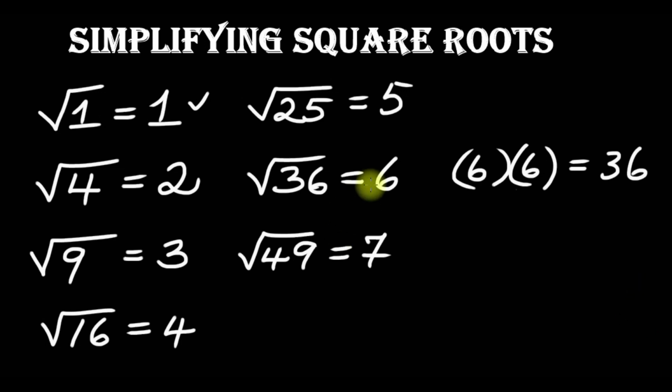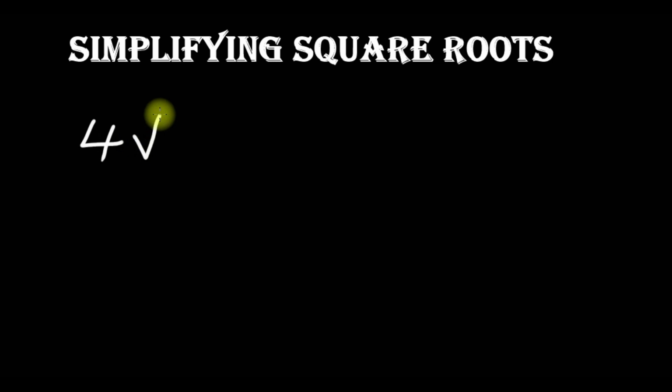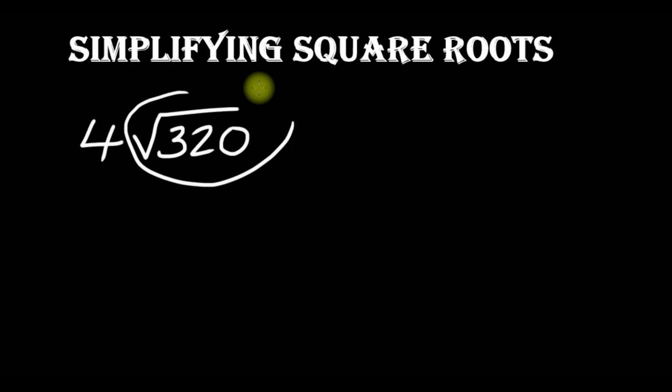Okay, so again, in order for you to simplify square roots, you need to know these numbers that are the perfect squares. Okay, so let's take a look at the first example here. So here we're going to simplify 4 times the square root of 320. Now we have to simplify this because we do not know what the square root of 320 is. It's not a perfect square. So there are different ways of doing it, but we're going to do it this way. So here's a method of how to do it.